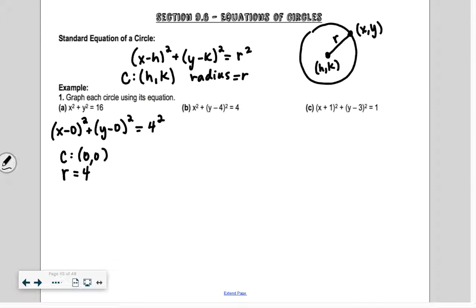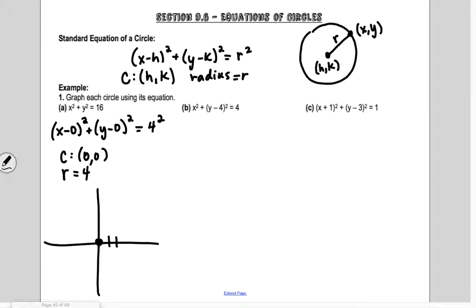So on the next one, oh, well, actually, let's graph it. If I have (0, 0) as my center and my radius is 4, we go 1, 2, 3, 4, and we go up 1, 2, 3, 4, left 1, 2, 3, 4, and down 1, 2, 3, 4.